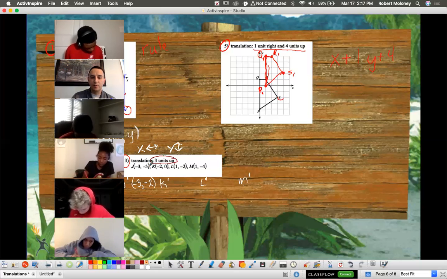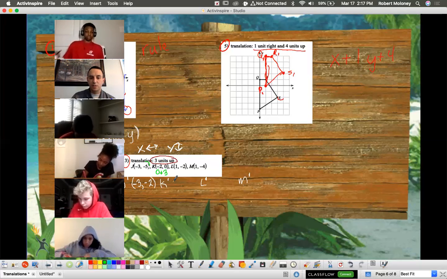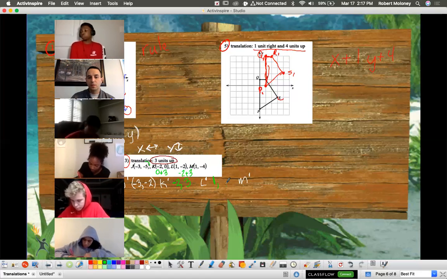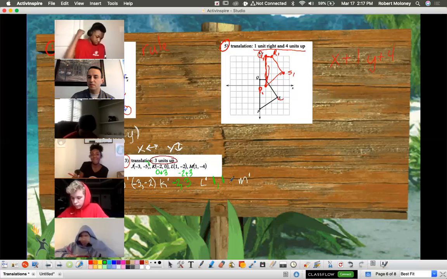I'll switch to a different color. I can write on both screens. So now I have 0, add 3. My X isn't going to change, so it stays -2. Oh, that's not bad. Okay, I understand. If I add 3 to 0, what is my new Y point? 3. All right. My new L point is still going to be 1. If I add 3 to -2, what do I end up with? Positive 1. Okay.